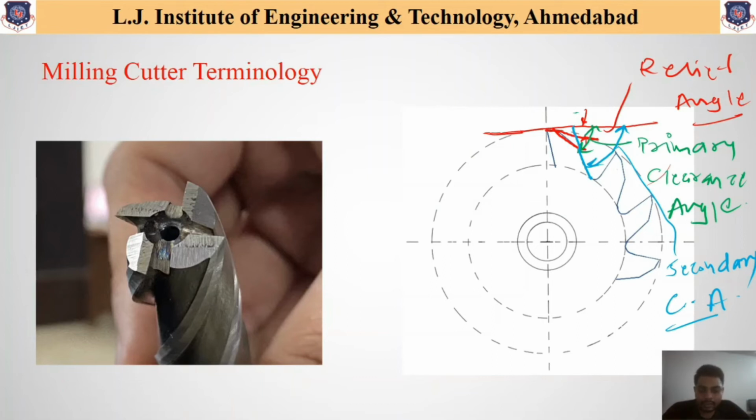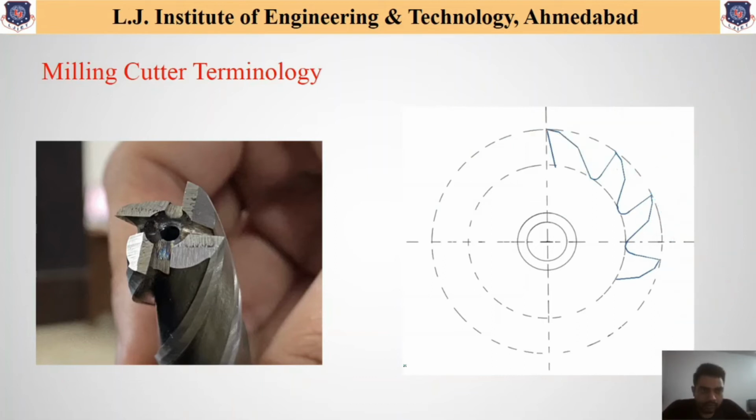We will see it again. First, if we draw a horizontal line over here, this horizontal line makes an angle with this first line, or first face of the tooth, and this angle is called the relief angle. Similarly, this second line and this third line make certain angles with this horizontal axis. This first angle is called the primary clearance angle, and this second angle is called the secondary clearance angle. So up to now we have seen four major angles.